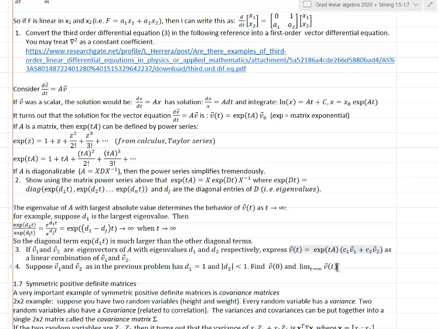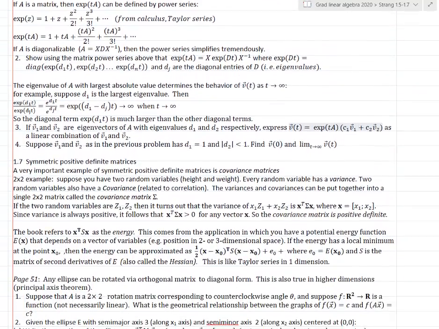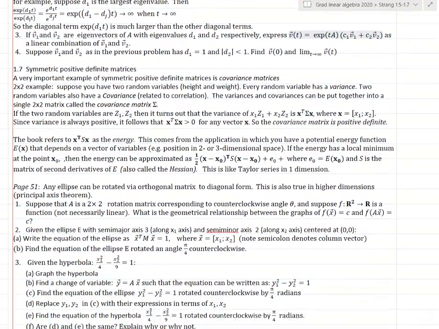All right, so that follows on from number 3. Okay, so that's the second section of problems. Let's go on to the third section where we talk about some properties of symmetric positive definite matrices.